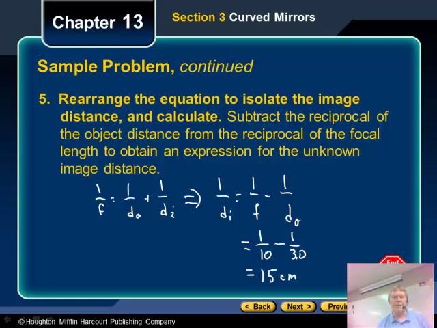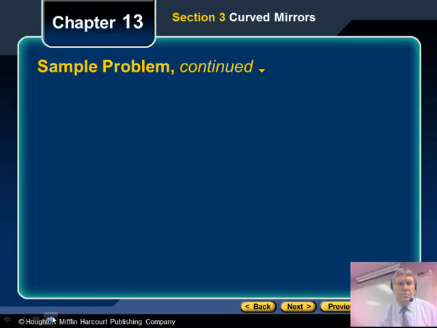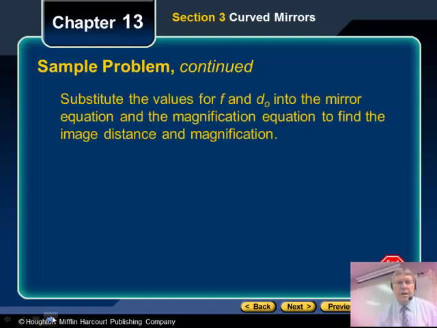centimeters for the image distance. And if you go back to the ray diagram, that looks about right. It was about halfway between the focus and the center of curvature. Okay, we've gotten a little bit ahead of ourselves because we've already done this, substituted in those values and solved for the image distance.